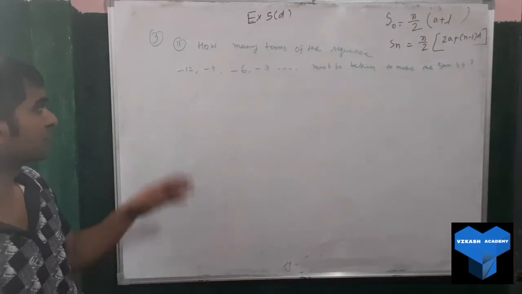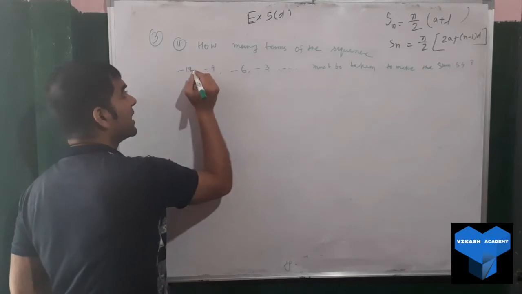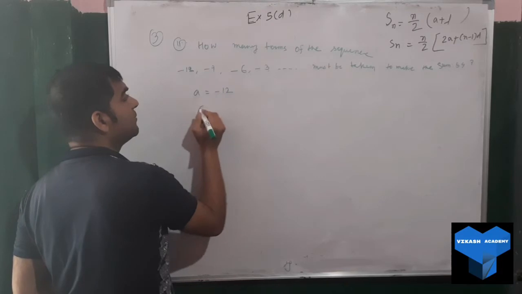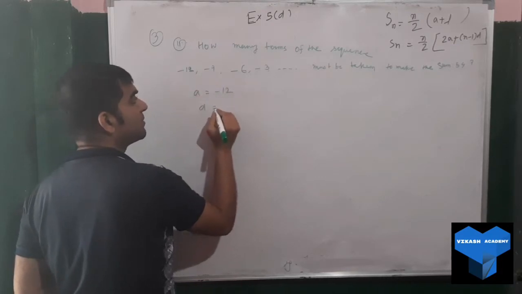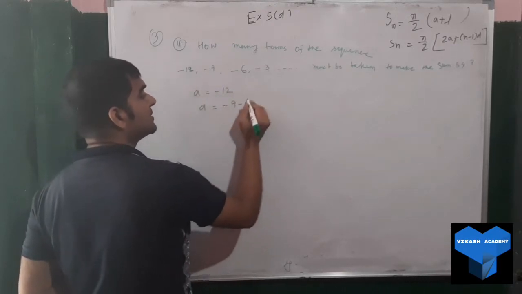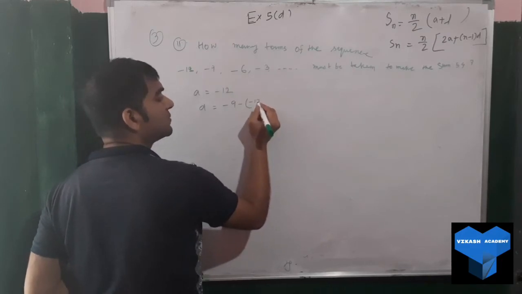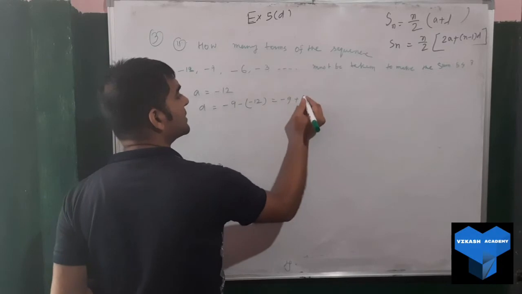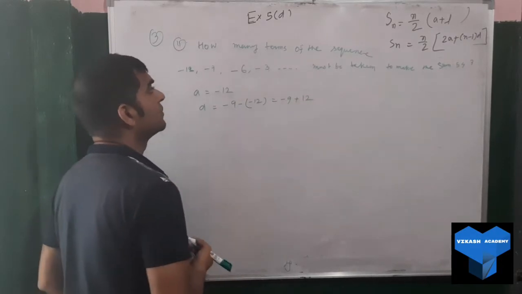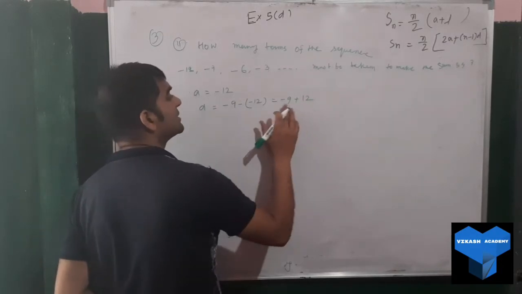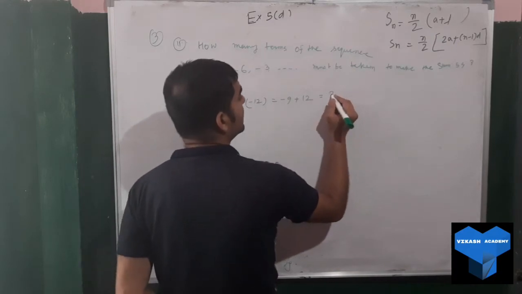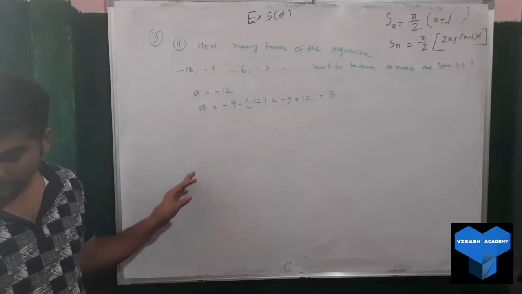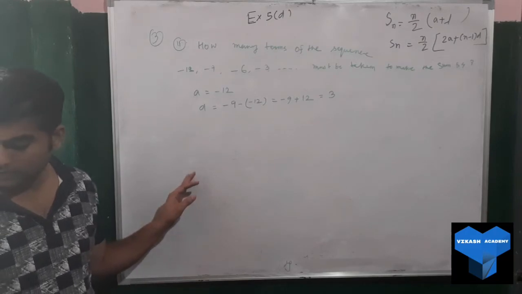How many terms will be there to make the sum 54? Again, same process. You know that a will be minus 12, then d will be second term minus first, so it will be minus 9 minus (minus 12). Minus into minus is plus, so 12 minus 9 will be 3. Yes or no? For this case, we are getting the difference as 3.